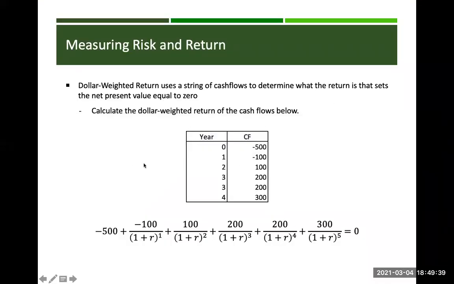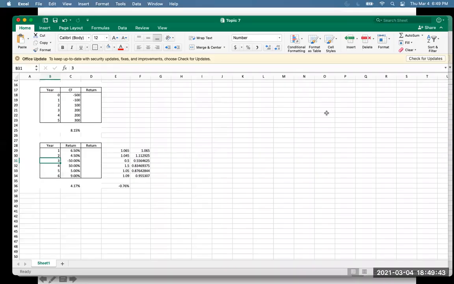So 8.15%. Yeah, I hope so. That's what I've got here.